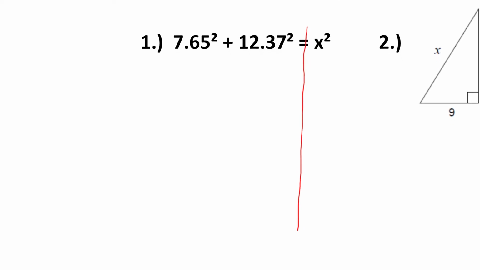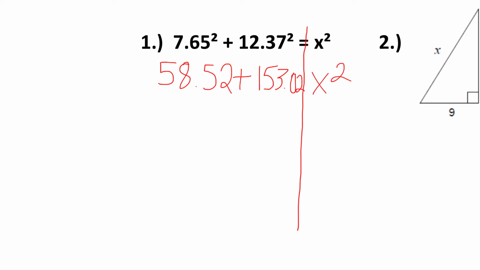Alrighty. So 7.65 squared is what? 58.52. Okay, 58.52 plus what is 12.37 squared? 153.02. Okay, equals x squared. Then you add those two up. 58.52 plus 153.02 is, okay, say again. 211.54. Okay, 211.54 equals x squared.